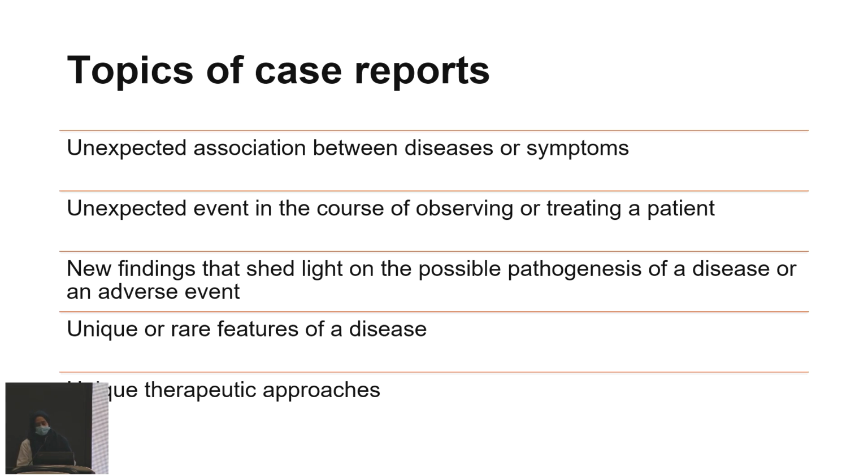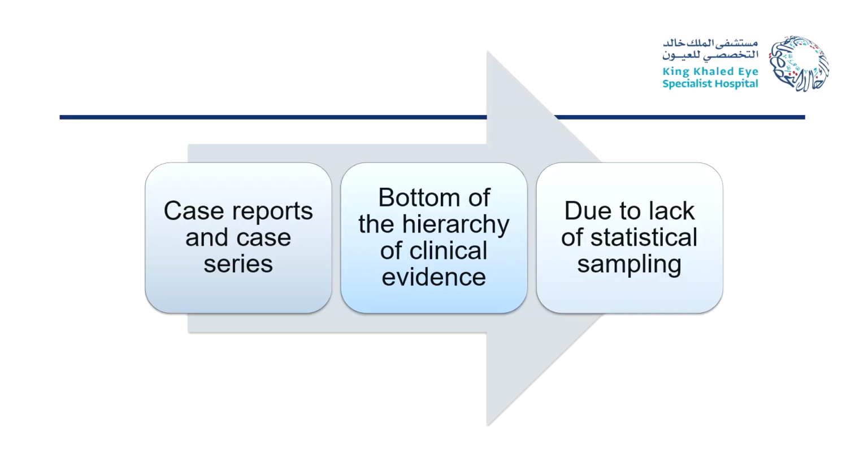The topics of case reports are usually about either an unexpected association between diseases or symptoms, or an unexpected event in the course of observing or treating a patient. It can report new findings that shed light on the possible pathogenesis of a disease or adverse event. It can present unique or rare features of a disease or a unique therapeutic approach. Why do case reports and case series lie at the bottom of the hierarchy of clinical evidence? Because of the lack of statistical sampling.